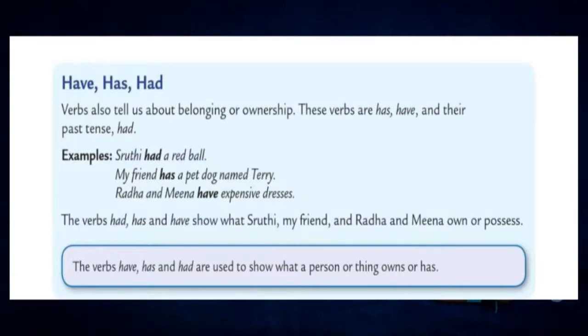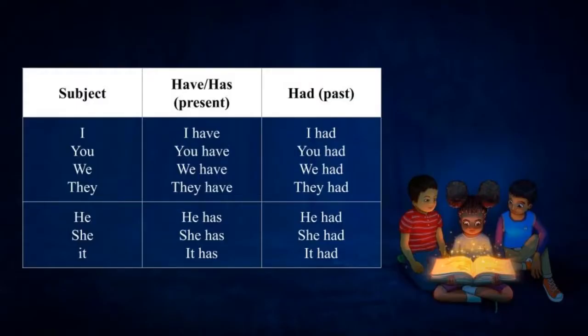Okay students, a table is given. It helps you to learn easily. Have is used with some pronouns and plural nouns. Pronouns like I, you, we, they. And has is used with third person singular, that is he, she, it. And one more thing, had. It is the past tense of both has and have.